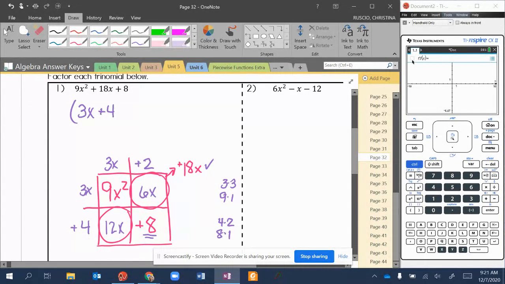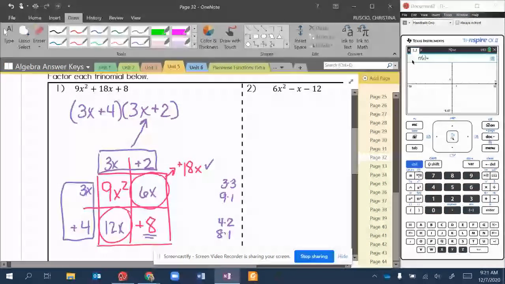So factored, this becomes 3x plus 4, all times 3x plus 2. Notice how all I do is I take one side of the box and put it in one set of parentheses, the other side of the box and put it in the other set of parentheses.